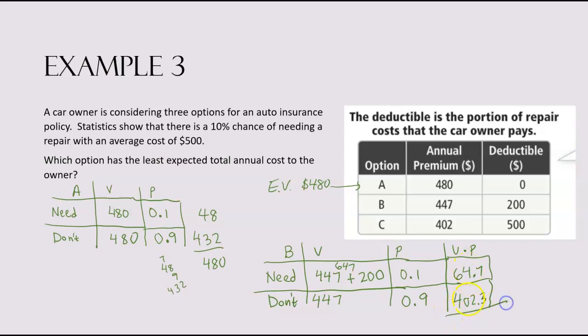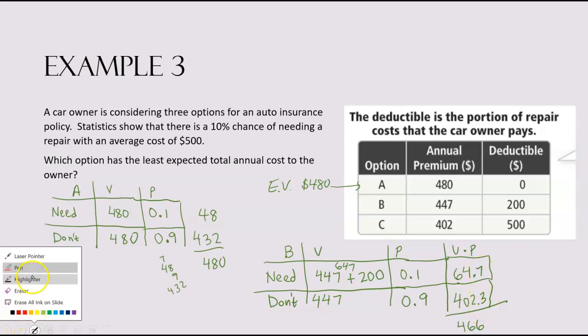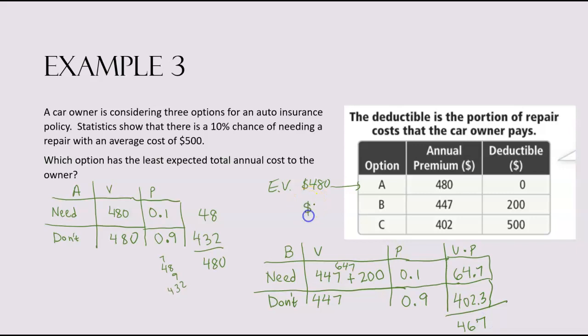And when I add these together, I get $467 because I forgot about the pennies. So $467 for this second option. That looks like the expected value. If I get into an accident, it looks like it's a better deal to use option B. I'm going to leave option C for you, but you're going to do the same two events. You need a repair or you don't, and you're going to have a deductible this time of $500.